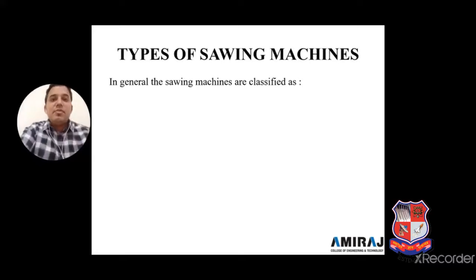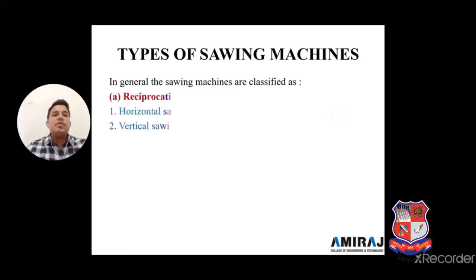So this question may be asked in the GTU for 4 marks or 7 marks with a figure diagram. They may ask a question like explain the classification of the sawing machine, or the types of sawing machine and explain any one in detail. So today we have to learn different types of sawing machines.